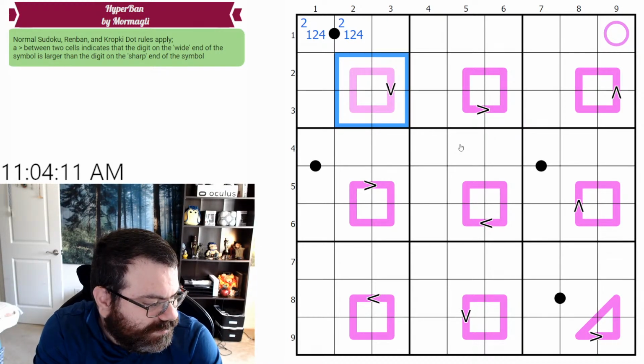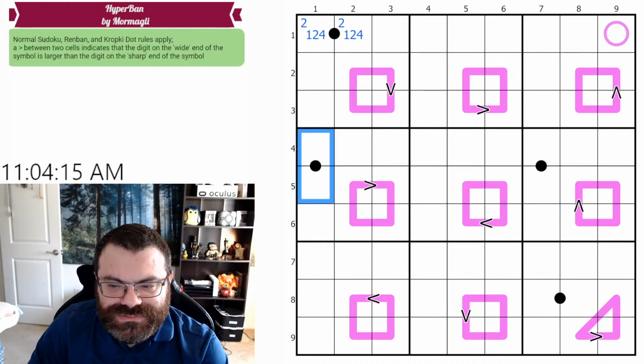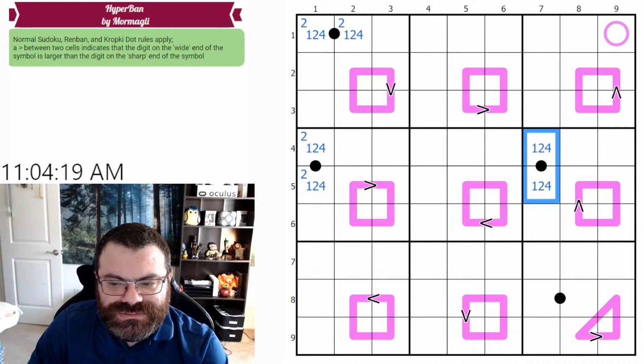So we can just repeat that for this one and this one. Don't think we can repeat it on this one. It does mean there's a 2 down here somewhere.